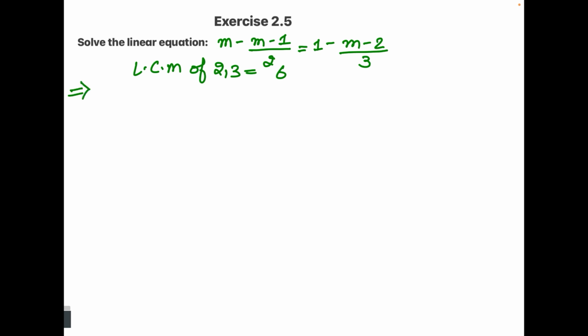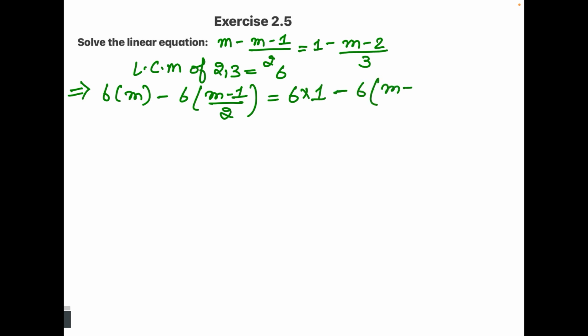Now we will multiply both sides, left hand side and right side of the equation, with the LCM, that is 6, to get rid of the fractional numbers. So the equation will become 6 into m minus 1 over 2 is equal to 6 into 1 minus m minus 2 over 3. Students, I just simply multiply all terms with the 6. Now we will solve it.